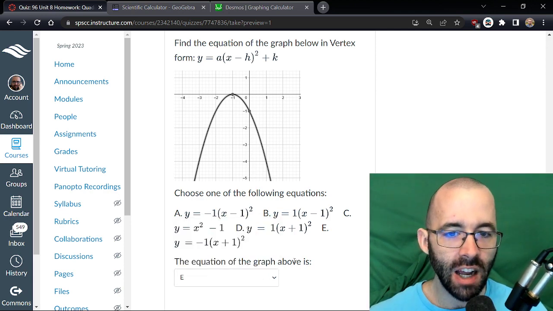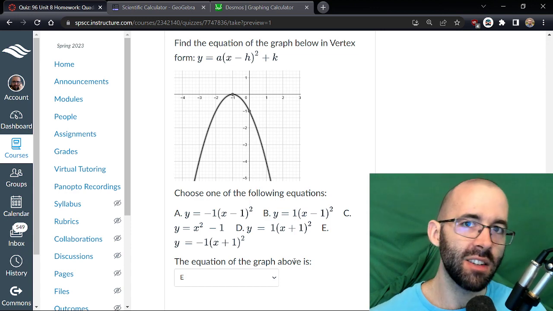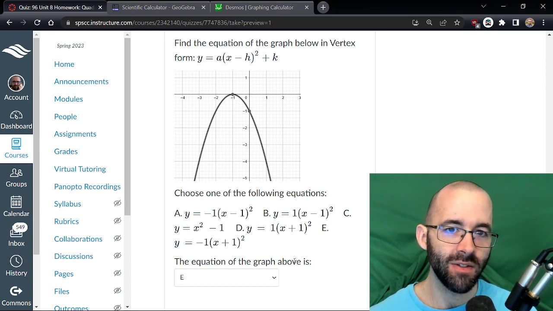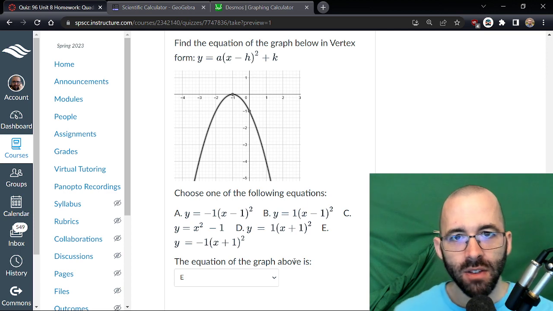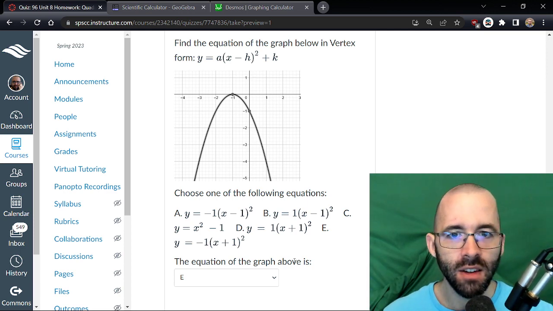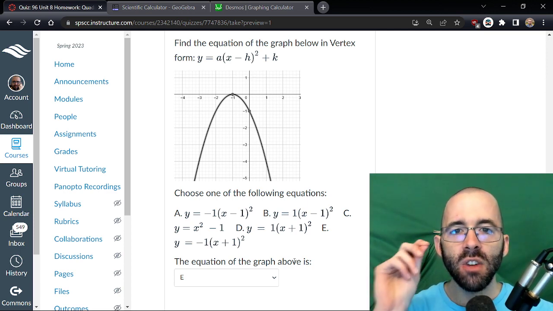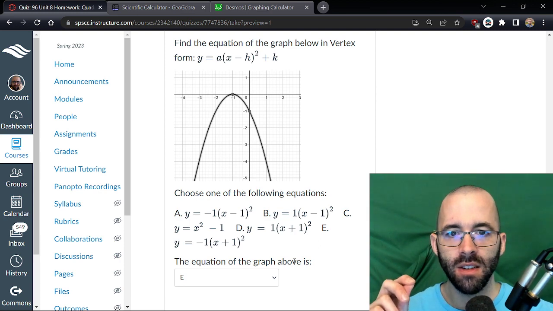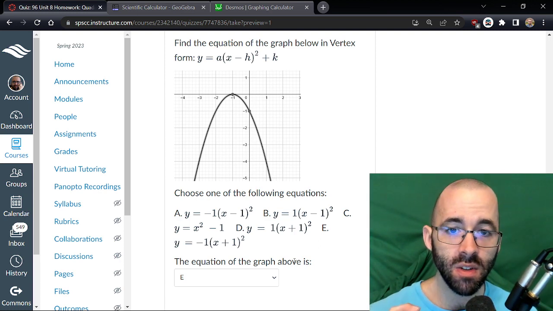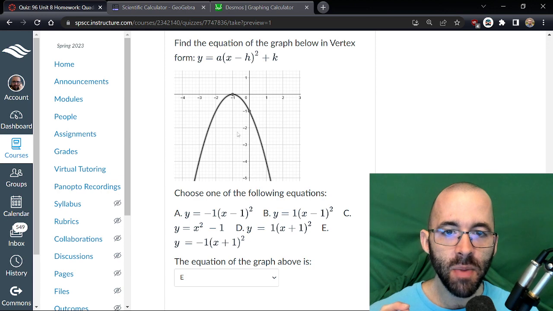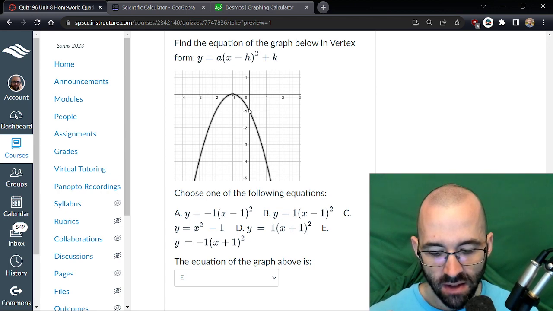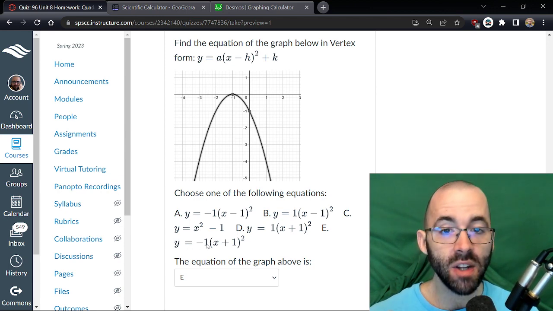Here's another way that we can check. Say we really want to make sure that we have the right answer. Remember that the meaning of a graph is it just shows every single point that makes the equation true. So if I pick any point on this graph, it should make this equation true.